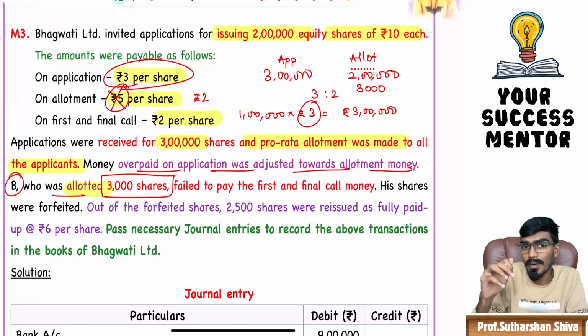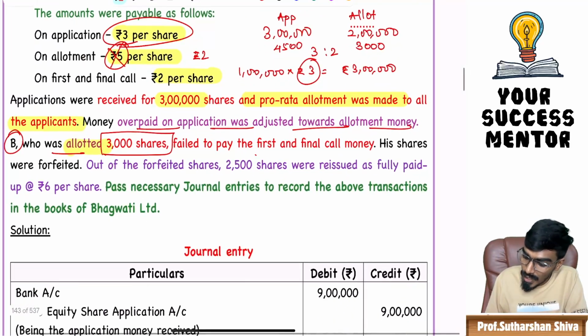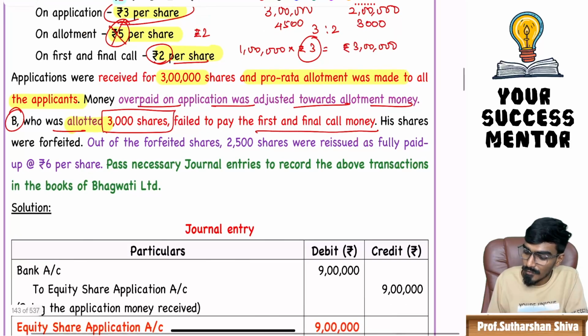Correct? He was allotted 3000. How much may he have applied for? It's 4,500. He applied for 4,500. That's how he got an allotment of 3,000. Okay, so he failed only to pay the first and final call. What is the first and final call? 2 rupees only he failed to pay.